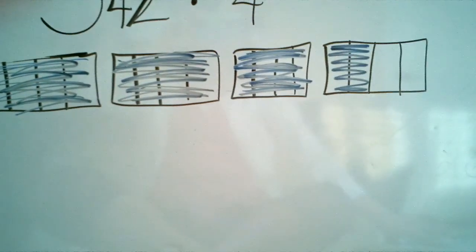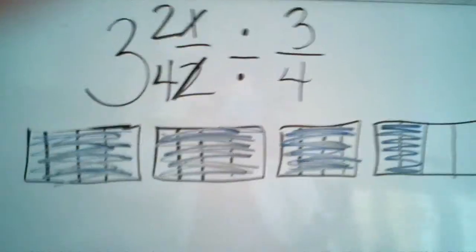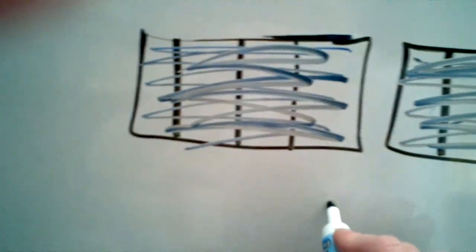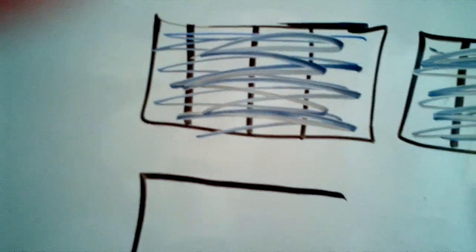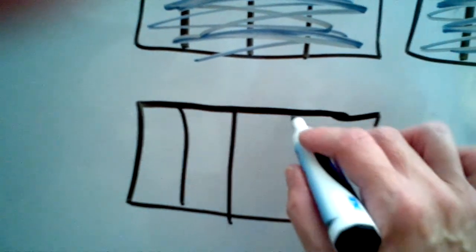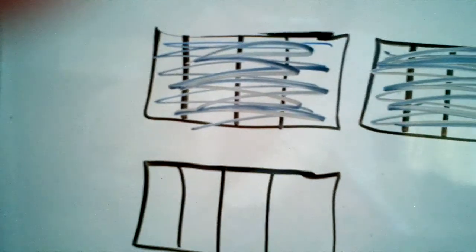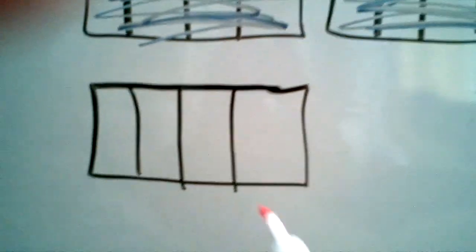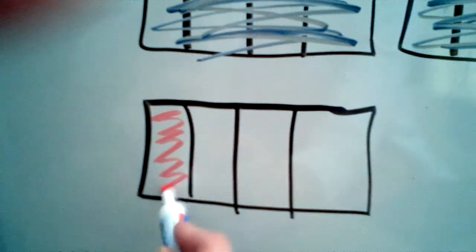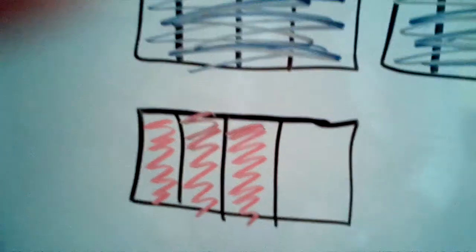Below this model, I am going to model the fraction 3/4. So I'm going to draw a whole, but I will not be able to shade the whole. I simply need to split it into 4 bars. And I need to shade, and I'll do this with a different color, I'll do this with red. I'm going to shade in 1, 2, 3 bars with red.